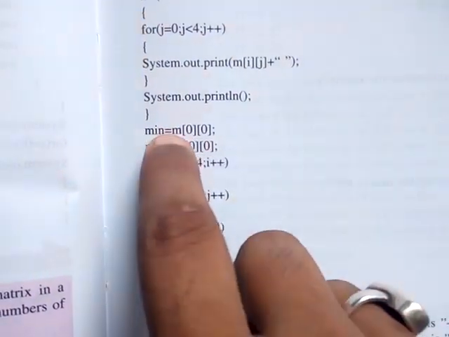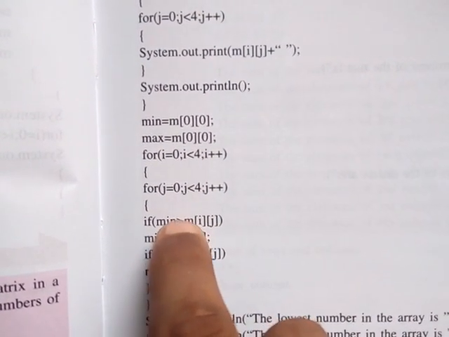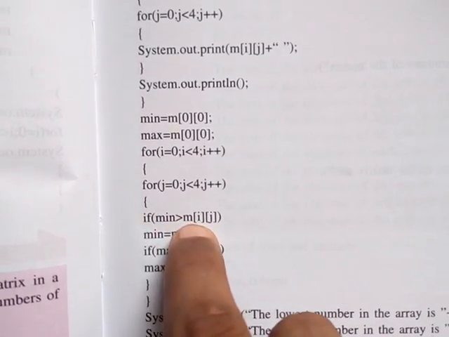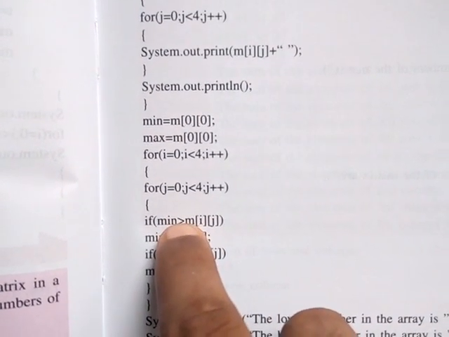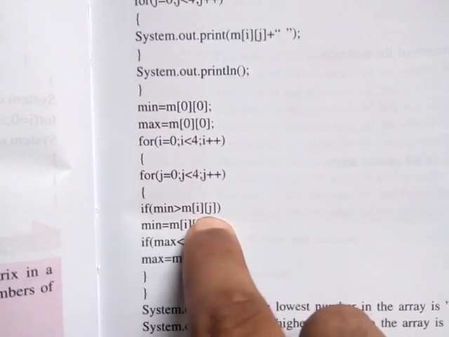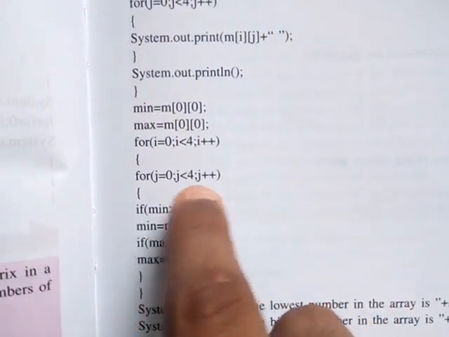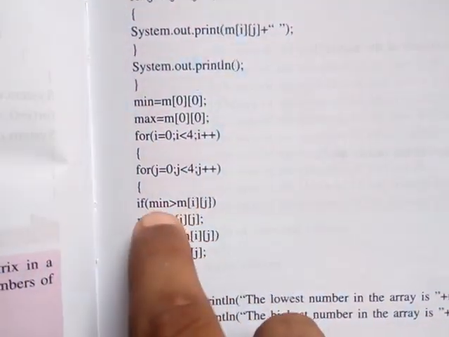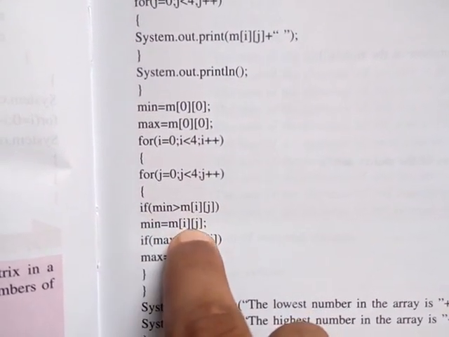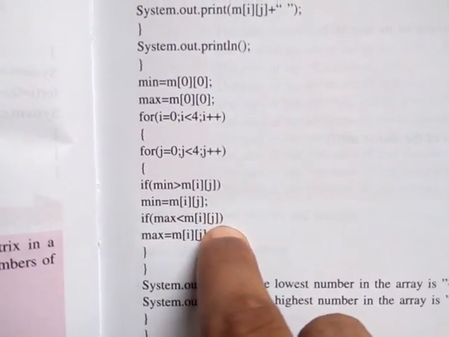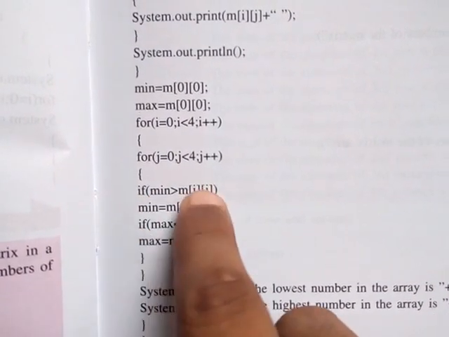If min, that means the first value, is greater than m[i][j], that means the value stored in the first position, if it is greater than m[i][j]... right now we are comparing the first value with the first value. Next time, after iteration, first value with the second value, first value with the third value, then the fifth value, like this it will check. If min is greater than m[i][j], then min equal to m[i][j]. And if max is less than m[i][j], then max equal to m[i][j]. Understood? The same thing, and it will continue.